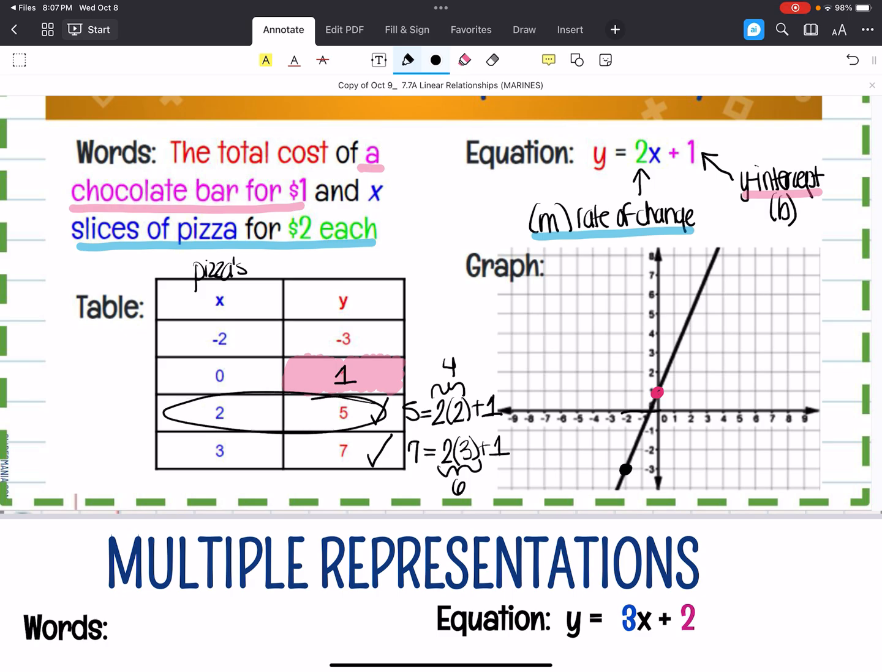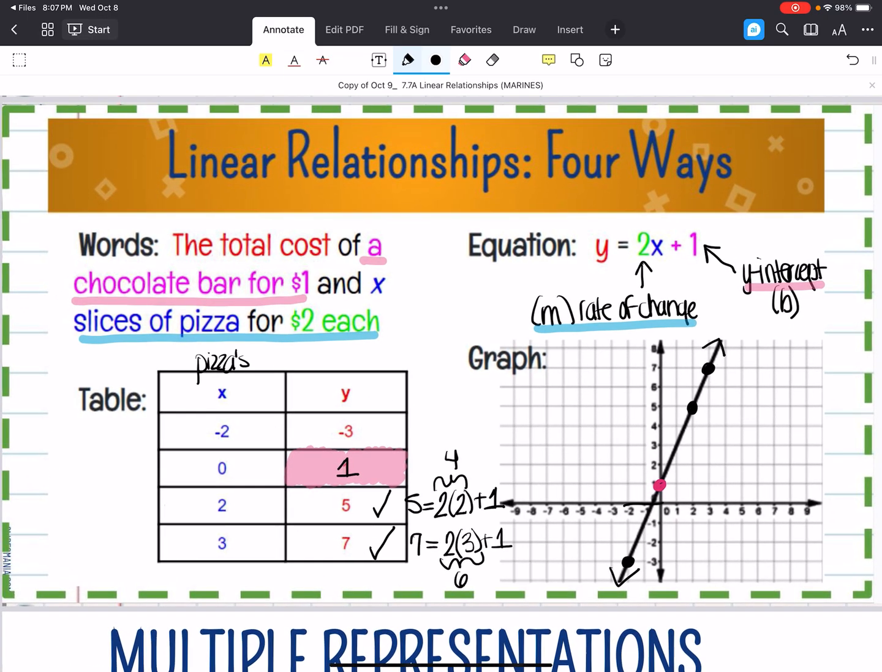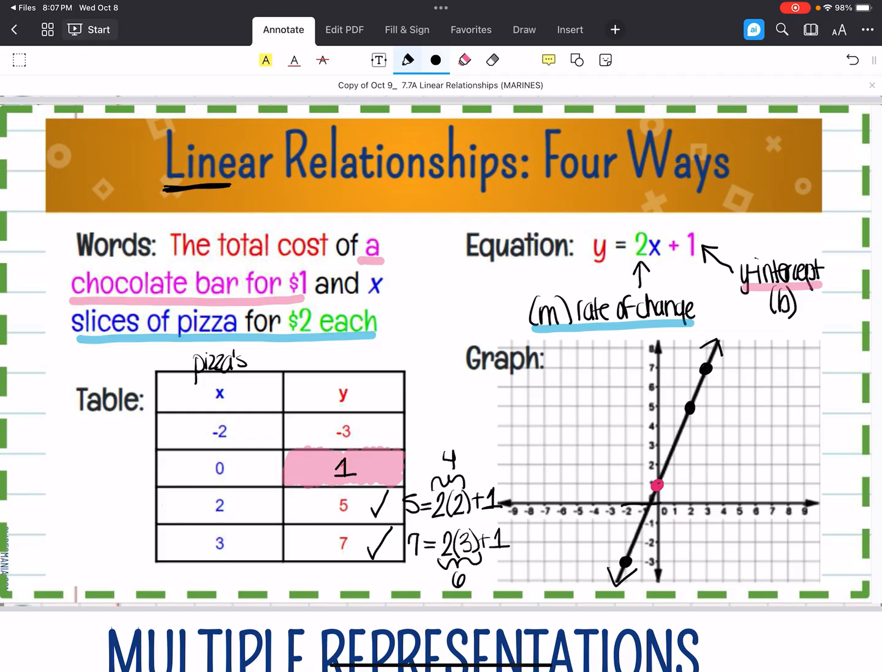For our third ordered pair, when x is 2, so I go over 2, y is 5. I plot my point. And our last ordered pair, when x is 3, y is 7. And I plot my point. Notice how your points form a straight line, hence the word linear relationship.